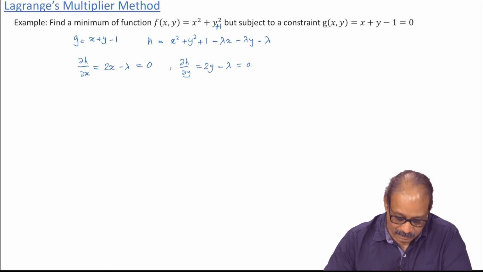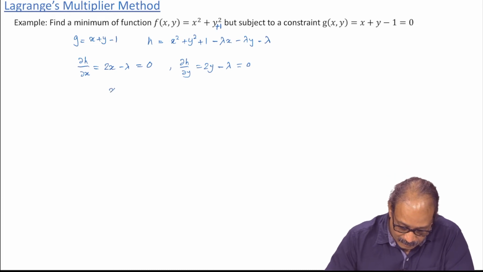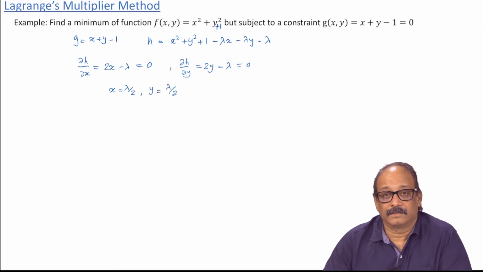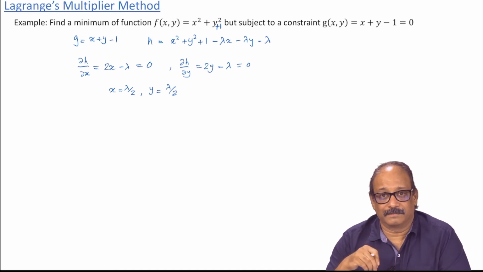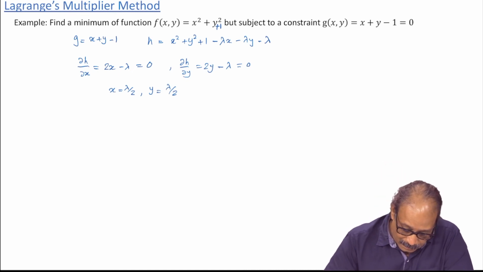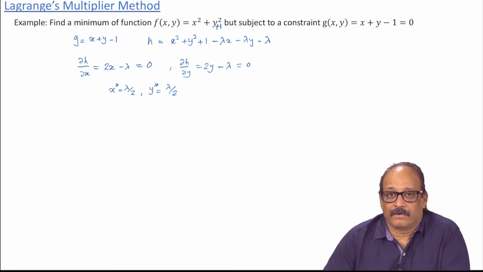And you see, when I solve this, I get x is lambda by 2 and y also equal to lambda by 2. So, I have got these minimum positions, but in terms of lambda. And then I will call this x star, y star. And how would I get lambda?